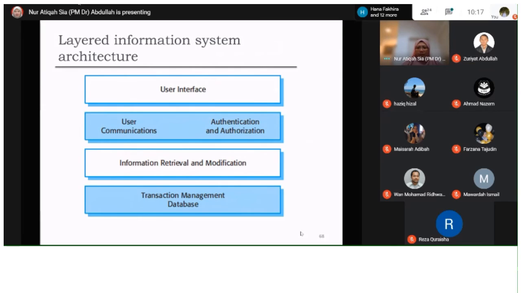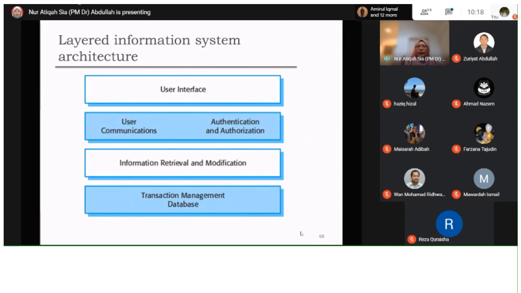Boleh faham ke? Information system. Okay, dia adalah information system architecture, application architecture. Maksud kalau you nak buat sesuatu information system, tak kira lah you nak buat student information system, staff information system, library information system, flight information system, ini adalah application architecture dia.